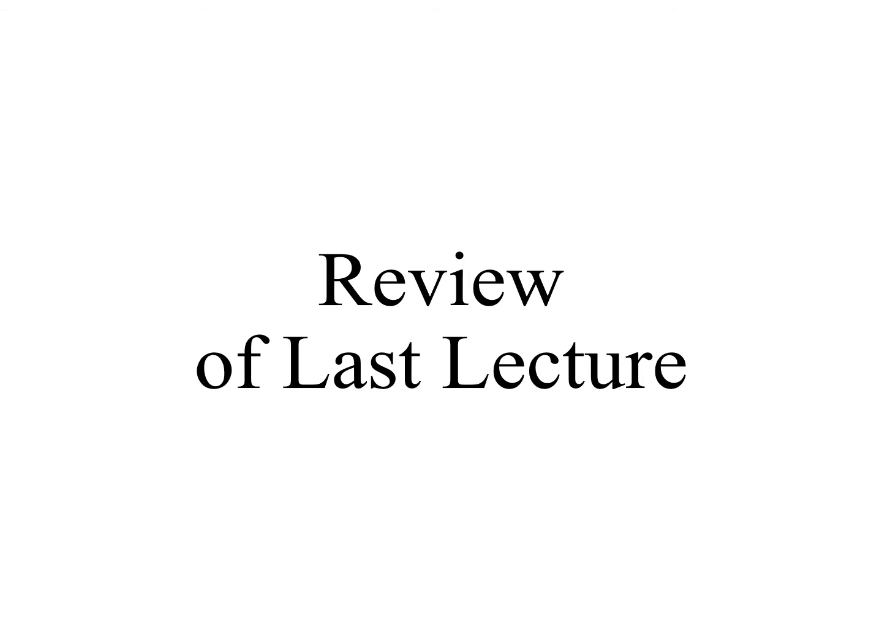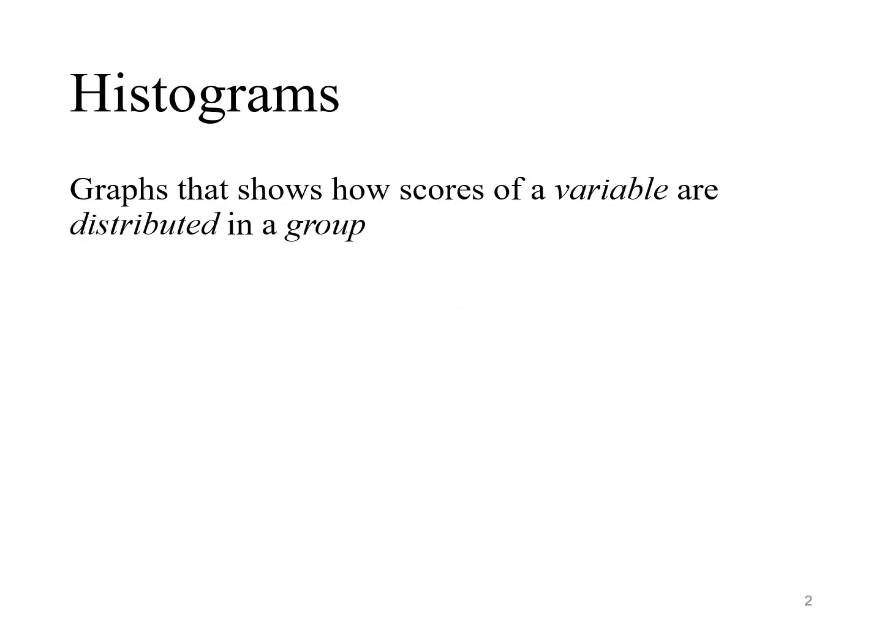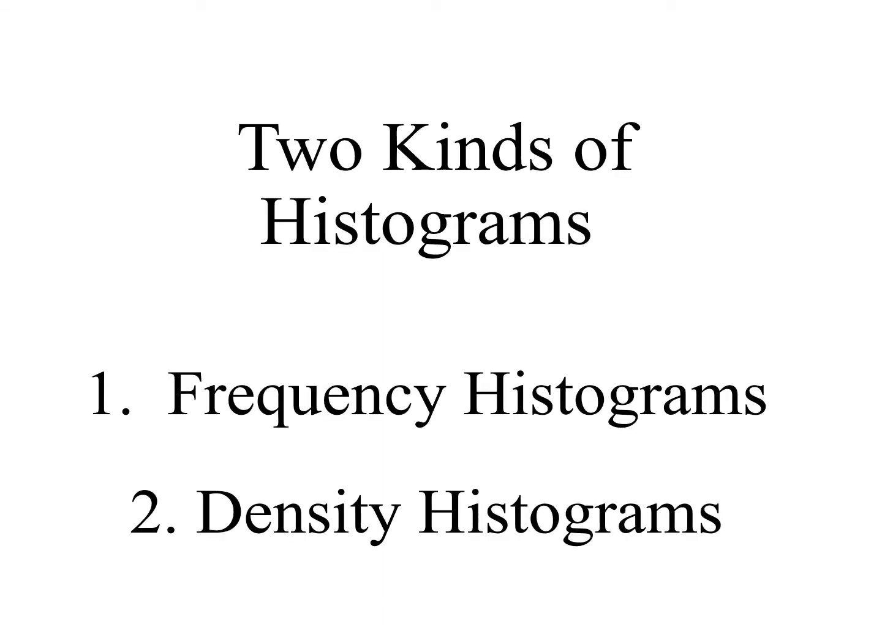Before we get started on any new material, let's go ahead and review what we went through last time. In the last lecture, we learned about histograms, which are graphs that show how a variable is distributed in a group. Specifically, we learned about two types of histograms, frequency histograms and density histograms.